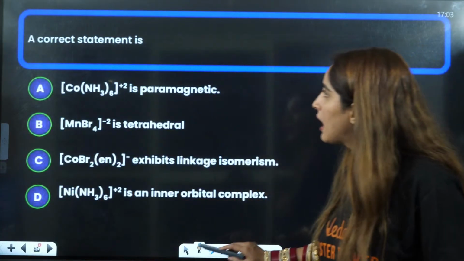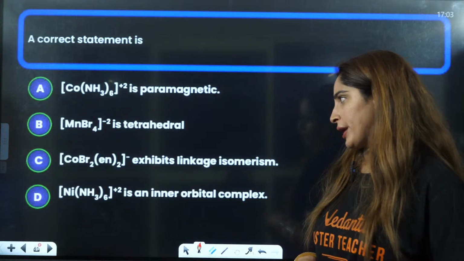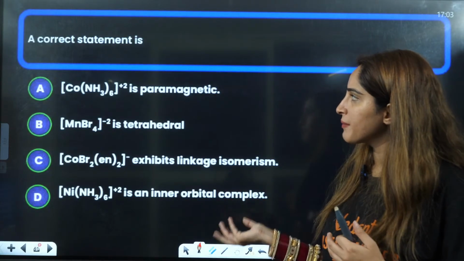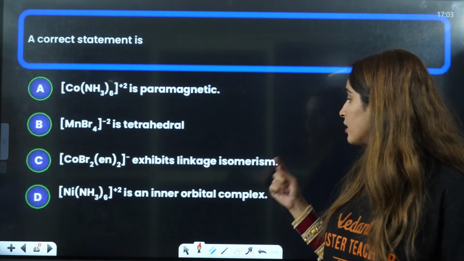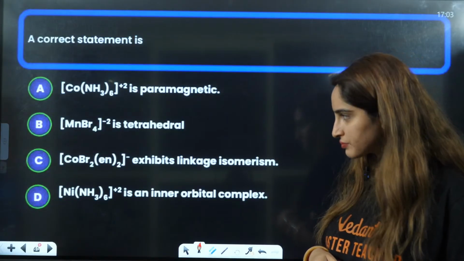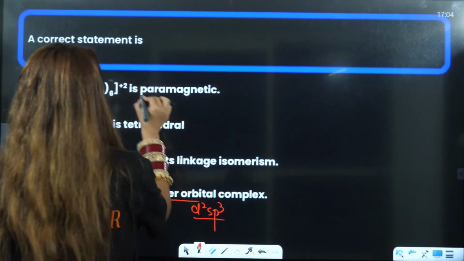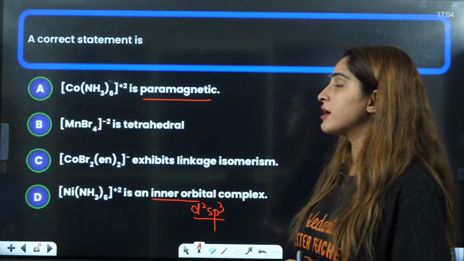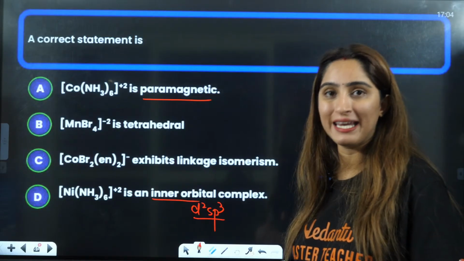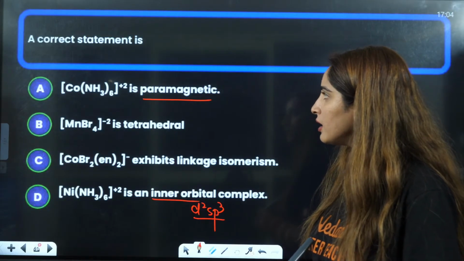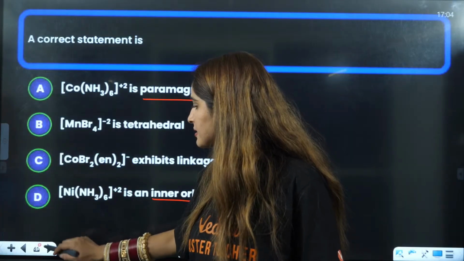Next we have a correct statement. Now they are asking you the correct statement here. So now you have to predict which is paramagnetic, tetrahedral, exhibits linkage isomerism, is the inner orbital complex. Inner orbital complex means it should be d2sp3, right? Paramagnetic means it should have unpaired electrons. So one thing to remember: whenever you have NH3 with cobalt, it will be paramagnetic in nature because it will not cause any pairing here. So we can say that A is the correct statement.